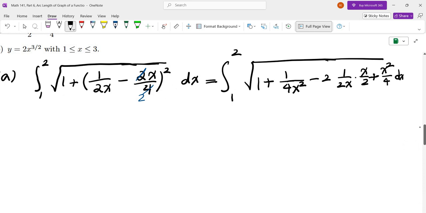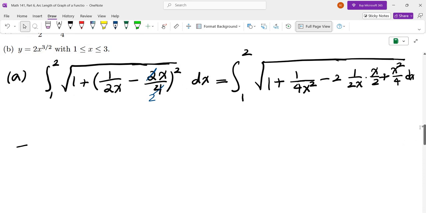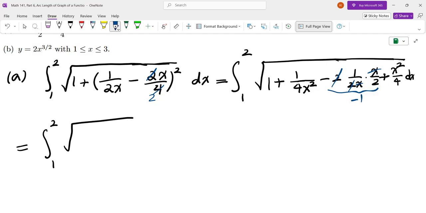So note that all of that is under the square root. So we're going to have to simplify this. This is the integral from 1 to 2 of the square root of... Okay, so let's see what this is. We have a 2 here that simplifies with that, x simplifies with that. So this guy becomes negative 1/2.